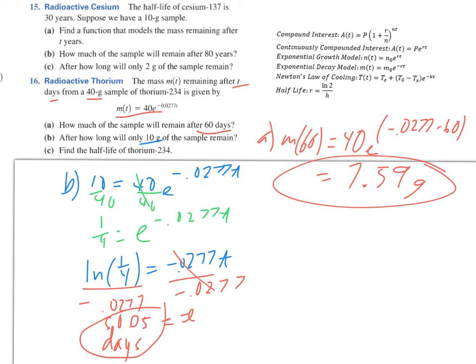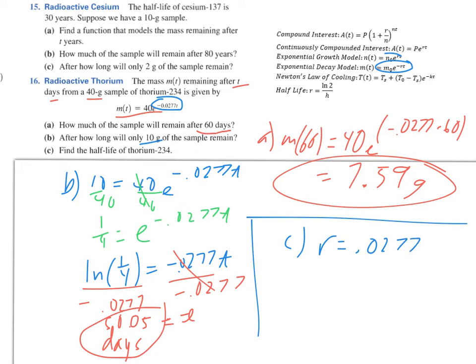And then lastly, we have part C. So for part C, it says, what is the half-life of this element? Couple different ways we can solve this. The way I would probably do this is looking at that exponent and matching it up with our exponential decay model. I see here that R is actually 0.0277. R is not negative 0.0277 because it says here we have negative R, so the R is the positive version of that number.